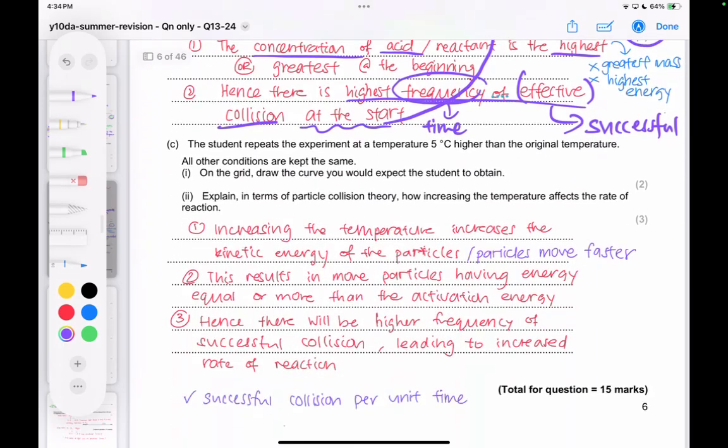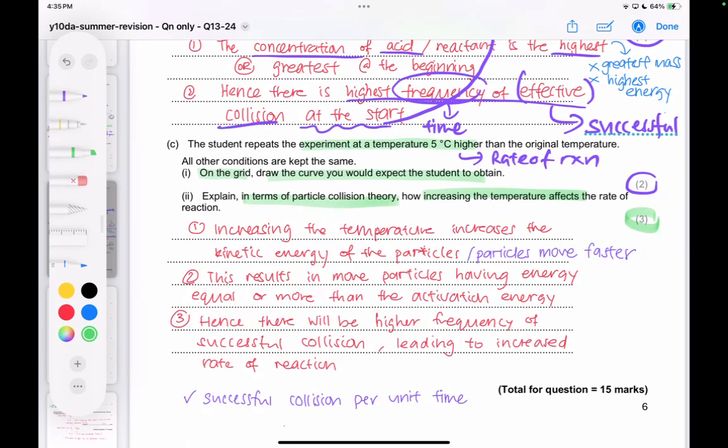And finally, there's this question, I think I missed out. If the experiment is conducted at 5 degrees higher, draw on the curve that you would expect the student to obtain. Now, if we are conducting an experiment at higher temperature, then the rate of reaction is going to be faster. But maybe before I draw this, I'll look into the explanation question. Why is it that the rate of reaction actually will be faster if we increase the temperature? 3 marks here. This is the hardest one to score in terms of all the factors affecting rate of reaction.